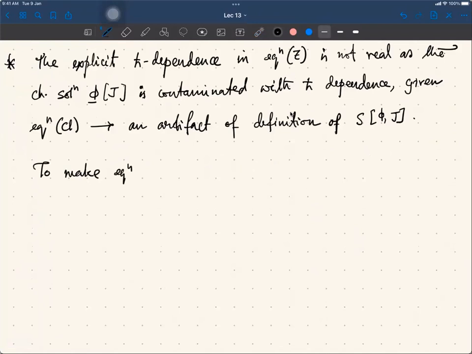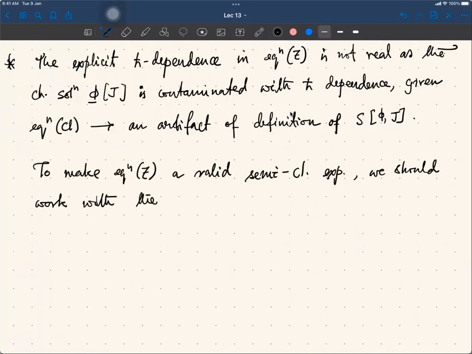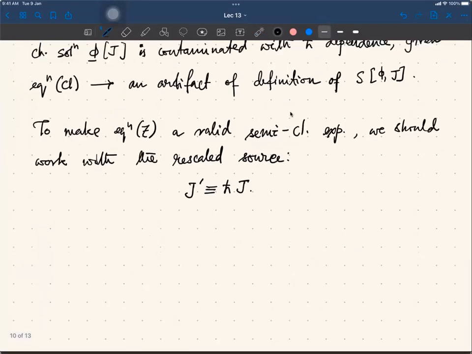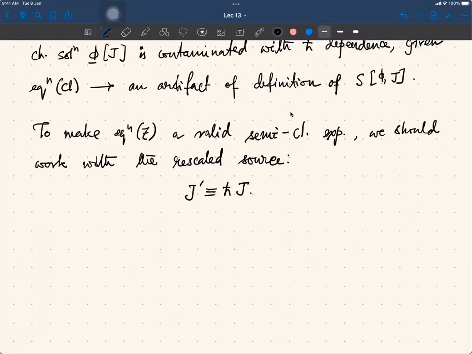To make equation Z a valid semi-classical expansion, we should work with the rescaled source J prime, which is the same as H bar times J. Then in terms of this rescaled source, our generating functional looks the following.